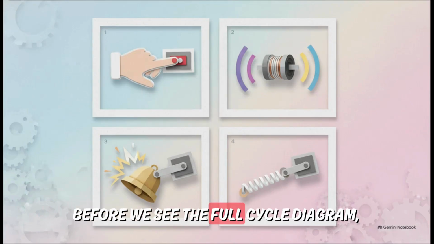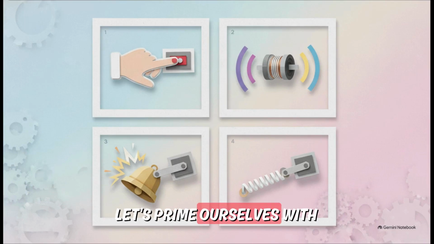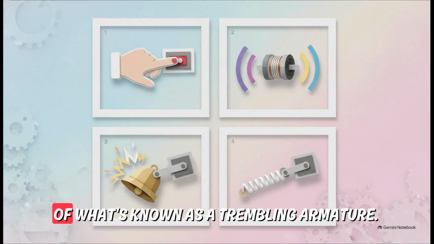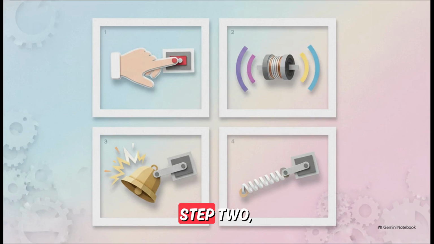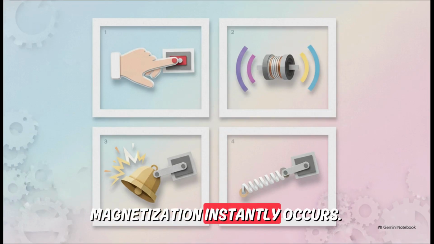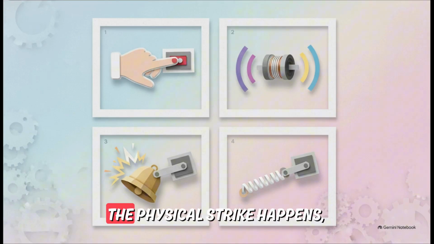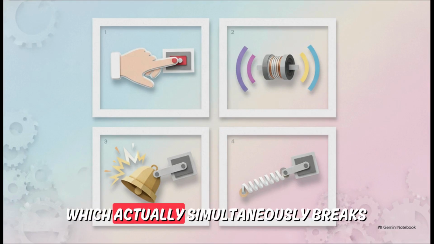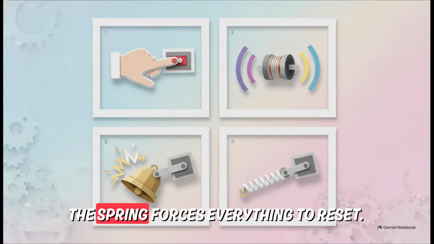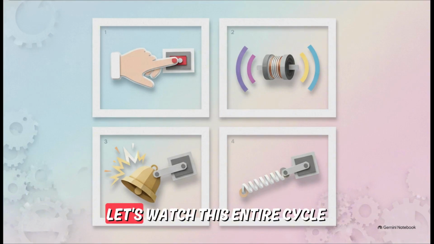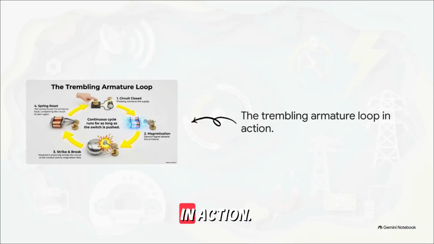Now, before we see the full cycle diagram, let's prime ourselves with the 4 sequential steps of what's known as a trembling armature. Step 1. The circuit is manually closed by the user. Step 2. Magnetization instantly occurs. Step 3. The physical strike happens, which actually simultaneously breaks the circuit. And Step 4. The spring forces everything to reset. Let's watch this entire cycle in action.